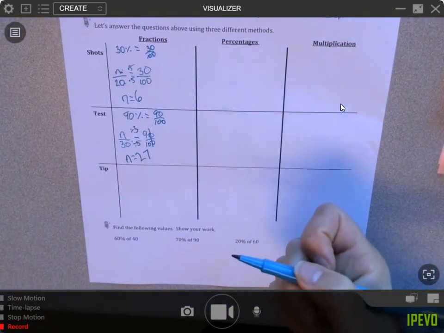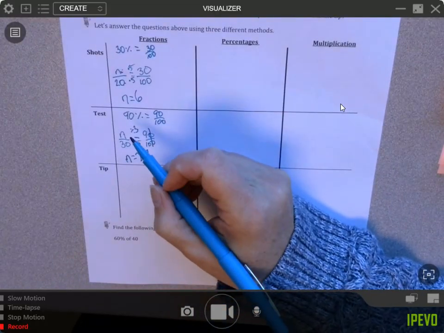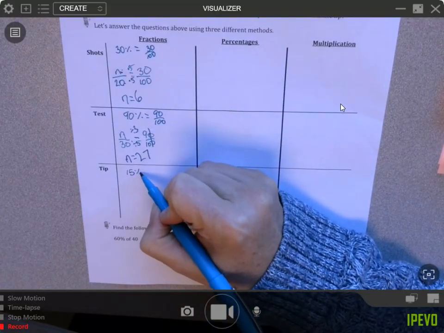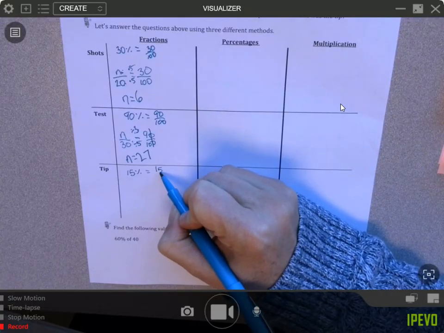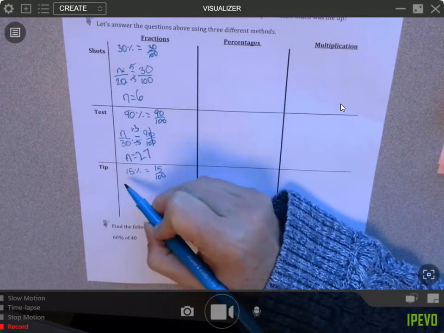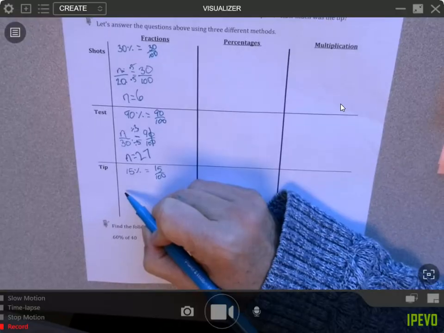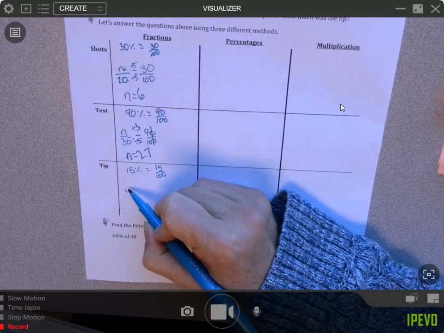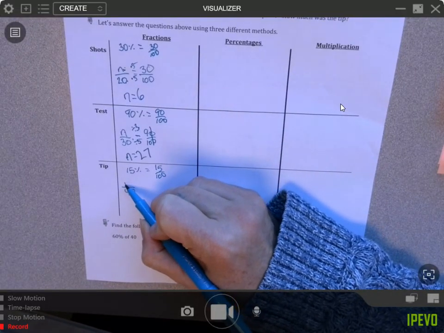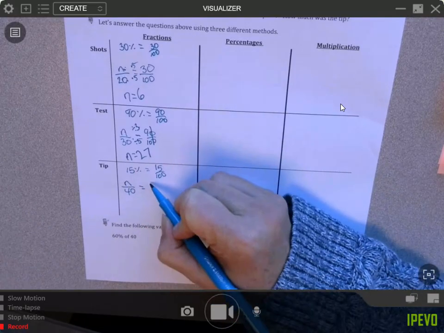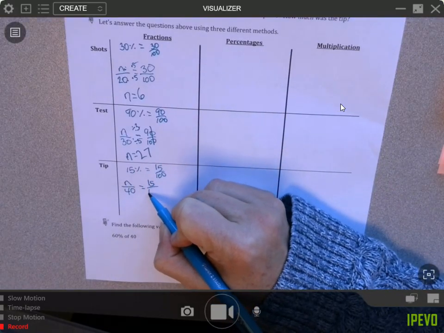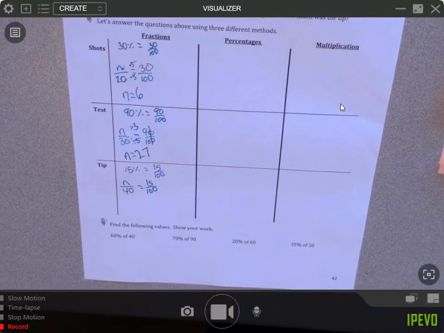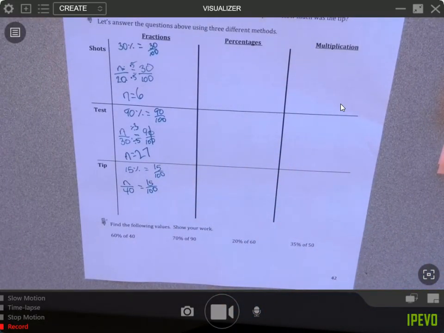Let's look at the last one, leaving a tip. We know we left a 15% tip, which is 15 out of 100. We know that the total cost at the restaurant was $40. We don't know how much of that $40 we left as the tip. So what do you think? I know n over 40 equals 15 over 100. Is it easy to say how to go from 40 to 100?